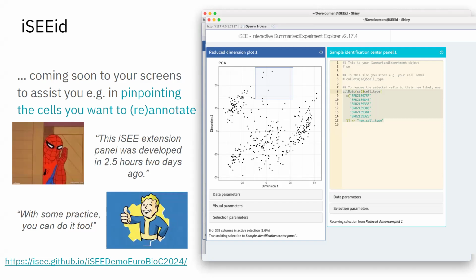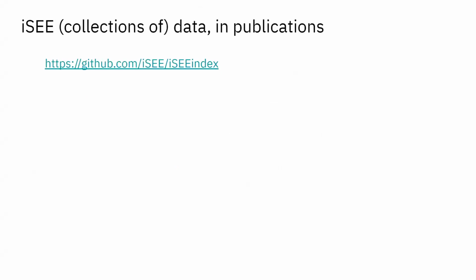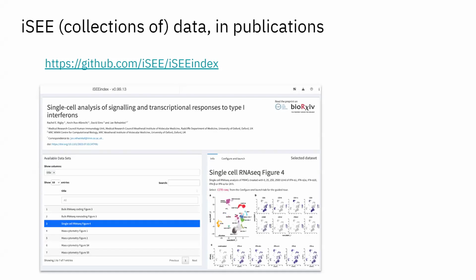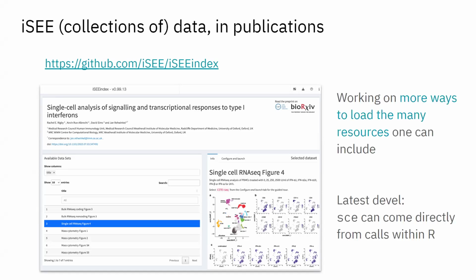We did this in a couple of hours, following, like guinea pigs, our own materials from the workshop on extending IC. We can use IC as a portal, and you can use that in different manners. This is an example that we've been using, and now we are working on more ways to load the many resources that you can include in your IC instance. The latest development is that you can now use calls within R to load anything. So if you have a data package where you are displaying many data sets, you can do that with IC in one go.